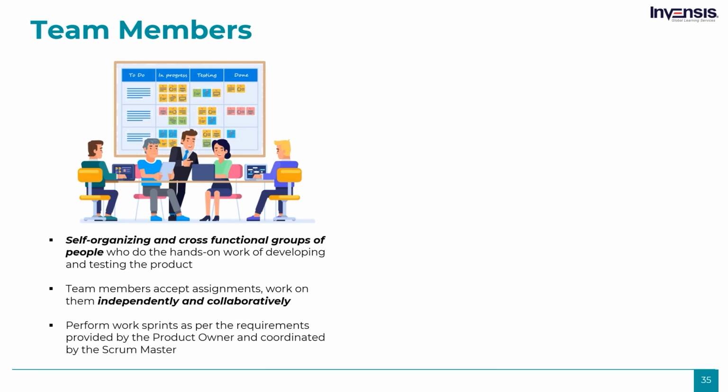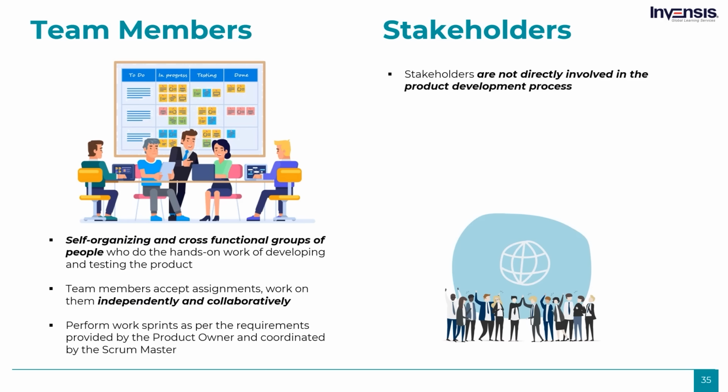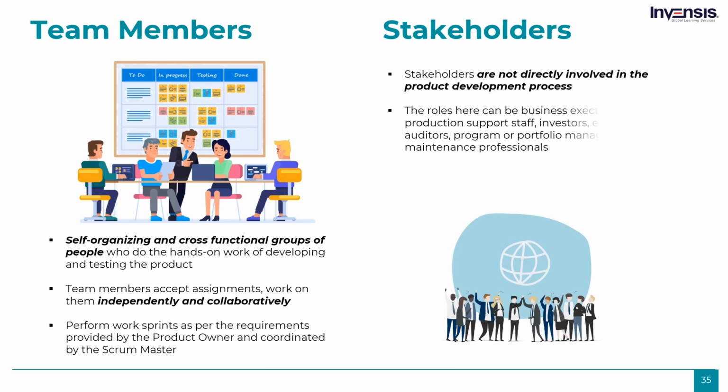The key responsibilities of the development team is to perform work sprints as per the requirements provided by the product owner and coordinated by the Scrum Master. Then there are stakeholders. The stakeholder position may not be directly involved in the product development process, but is used to represent a range of key roles that impact the decisions and work of the team. The key roles here can be business executives, production support staff, investors, external auditors, program or portfolio managers, or maintenance professionals who are part of the project.